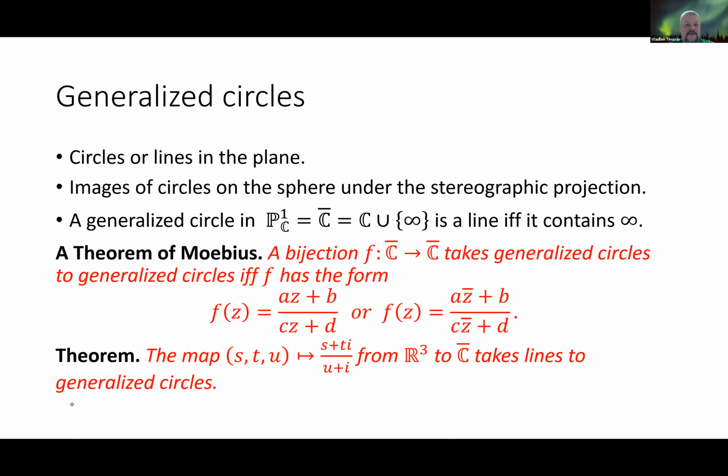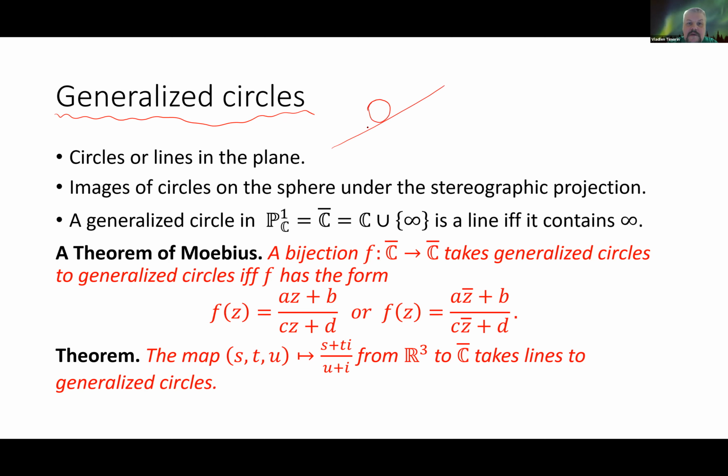Okay, so probably the main property of the stereographic projection is that it takes circles to the so-called generalized circles. So circles in the sphere are mapped to generalized circles in the plane. Generalized circles are just circles or lines, where lines are regarded as limit cases of circles.